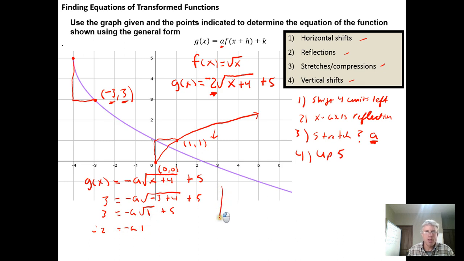Get a by itself. I'm sitting here with a negative 2 equals the opposite of a times 1. Just multiply both sides by negative 1. That'll give us 2 is equal to a. And now you know what your stretch is. So you replace a with the 2.